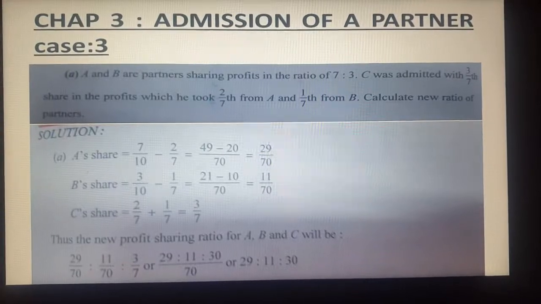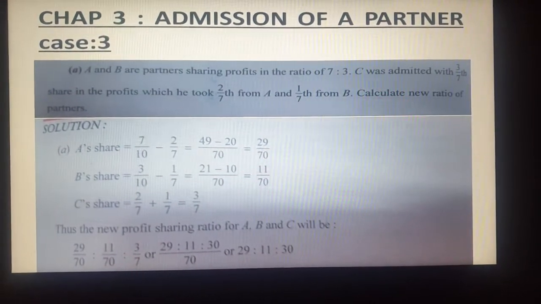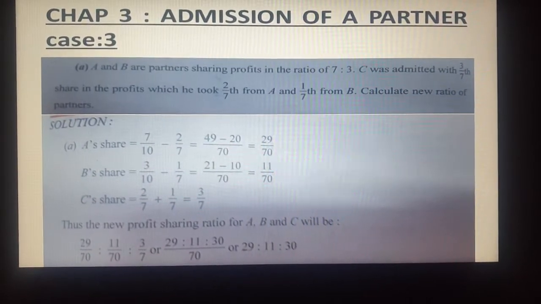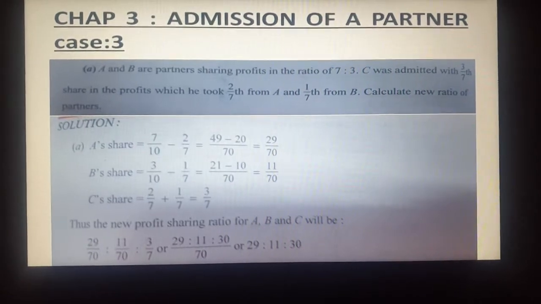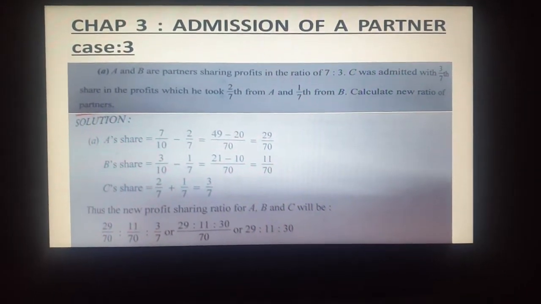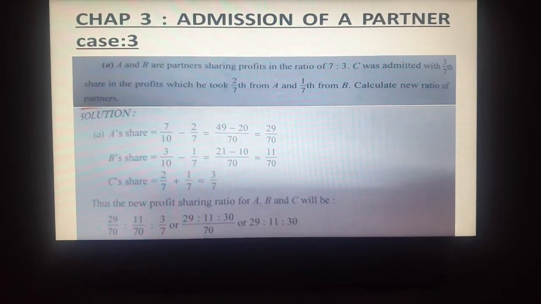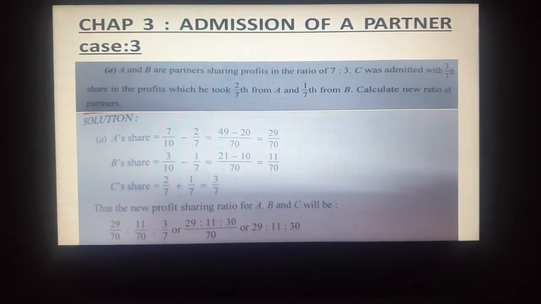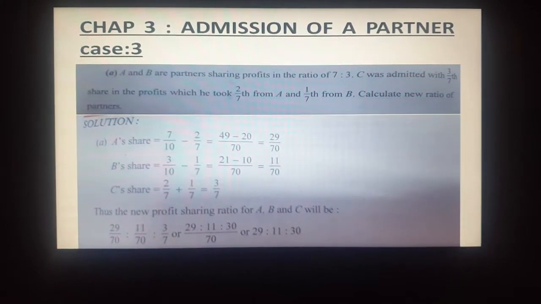Namaskar everyone. Today we'll discuss case number 3 of calculating the new ratio and sacrifice ratio. A and B are partners in the profit sharing ratio of 7:3. C is admitted with a 3/7 share in profit, which he took 2/7 from A and 1/7 from B. Calculate the new ratio.